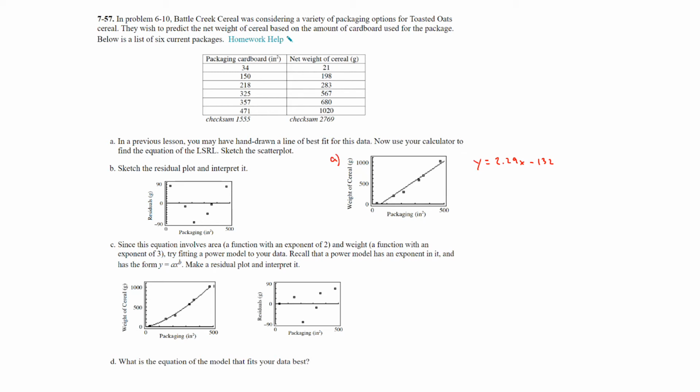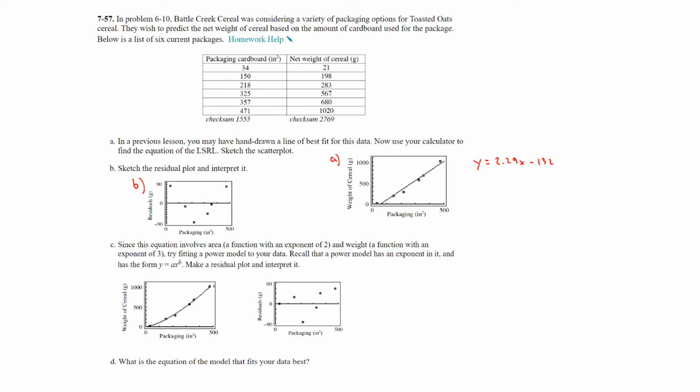Then in part B, it says sketch the residual plot and interpret it. Once again, on the graphing calculator, you need to create that third column for the residuals, and then you will plot the residuals. Make sure you once again do zoom stat. This represents the residual plot. You have the packaging in inches squared as your x-axis, and then the residuals in grams. That's how far the actual is away from the predicted.